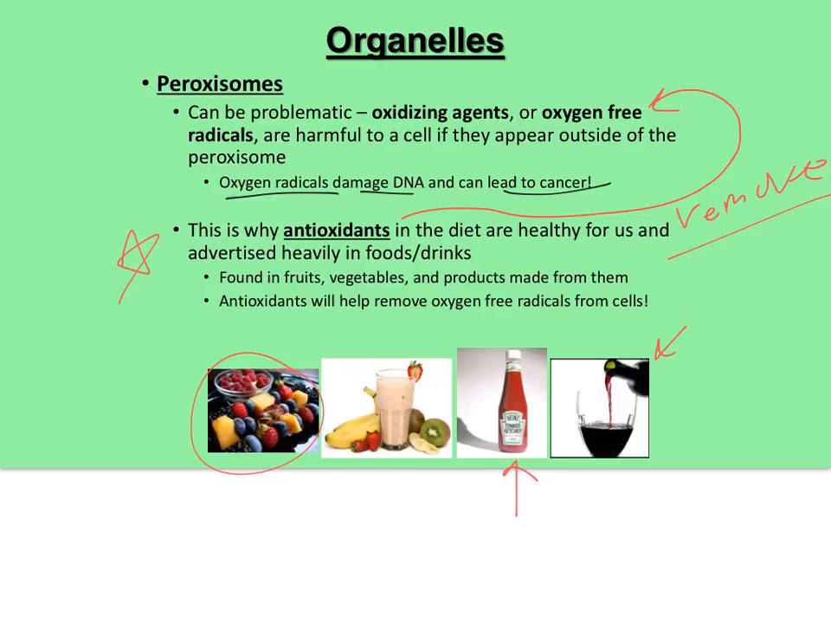Right? Oxygen-free radicals in your cells can cause cancer, can cause damage to the cell. So if you eat things that are rich in antioxidants, those antioxidants will remove those oxygen-free radicals and potentially help prevent cancer in you. So if you've ever heard people say that a glass of red wine a day is good for people, or obviously that fruits and vegetables are good for people, part of that is because of antioxidants. So if you like berries, eat lots of berries. If you like ketchup, eat lots of ketchup.